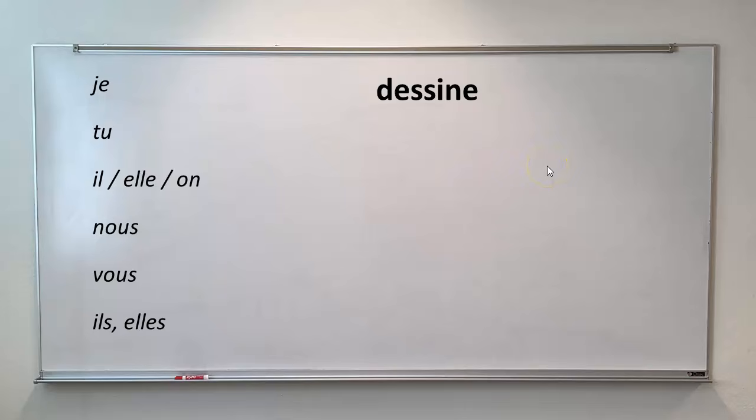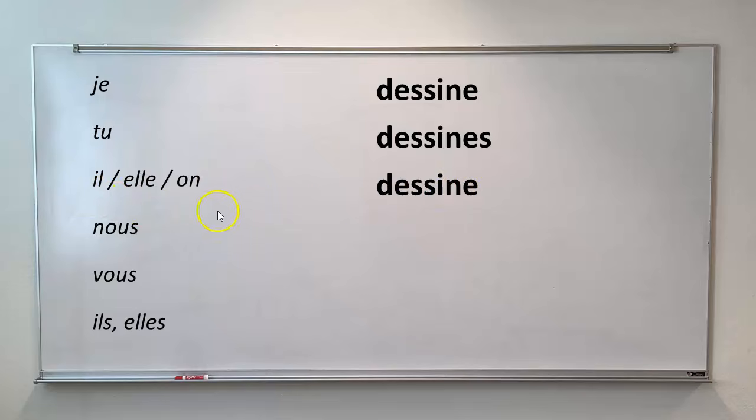So the next one, tu. We start with our root, and then add the ending that goes with tu, which is the es. And we have tu dessines, you draw. But remember, it can mean you draw, you do draw, or you are drawing, just depending on context. Il, elle, on. Start with our root. Add the ending.